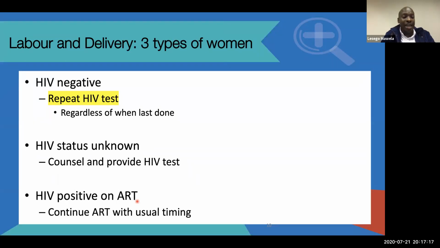So again, in labor, you will get 3 kinds of women. You get a lady who comes in and she's in labor. Previously, she was tested and she was tested to be HIV negative. We need to repeat the HIV test in labor, regardless of when the last one was done. So this is a key intervention in terms of HIV negative women. Where a woman presents, her HIV status is unknown, that means she was never tested before during the antenatal process, we need to then provide counseling and provide the test. So all HIV status unknowns, and those who are HIV negative in labor, we need to provide the HIV test. And then if she's HIV positive and on ART, we then continue the ARVs as prescribed. So we do not give any other intervention at that point in time.